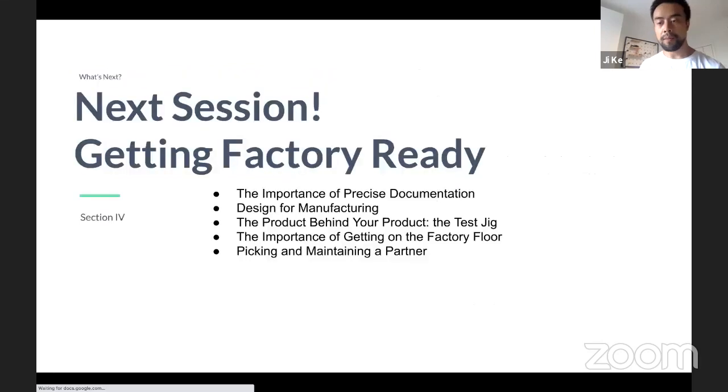Okay, and that brings us to the end of this presentation. We do have a next session, like Rakesh said. So when you've found a factory and your product is all ready to go, what are some things to watch out for? It's going to talk about QC, test jigs, a bit more on documentation, factory etiquette, and also how you maintain the partner, right? Picking the partner is only half the battle. How do you keep each other happy? How do you not make enemies out of the people who are making product for you? It's going to be the next session, probably in a couple of weeks.